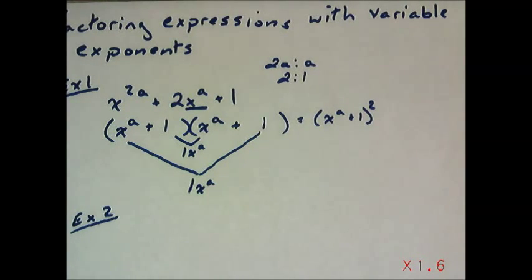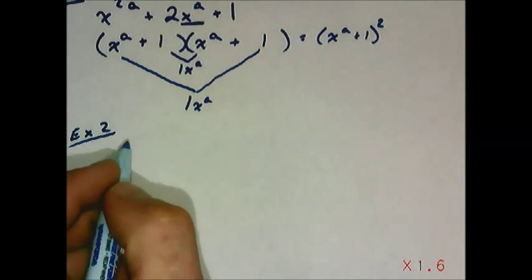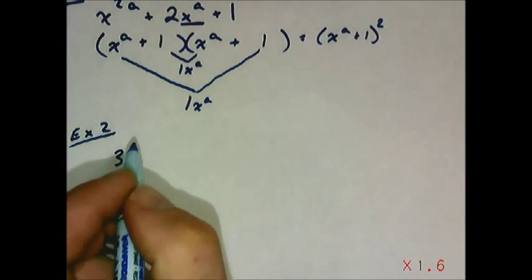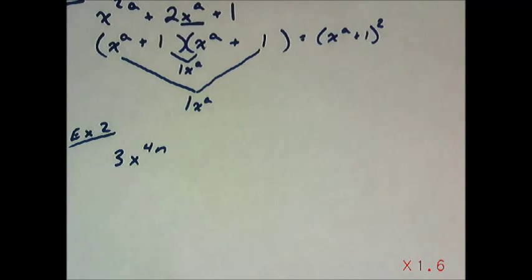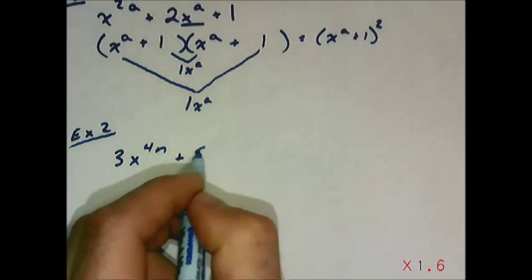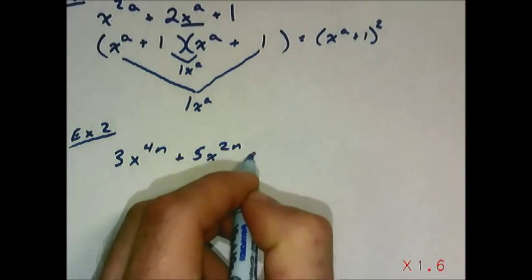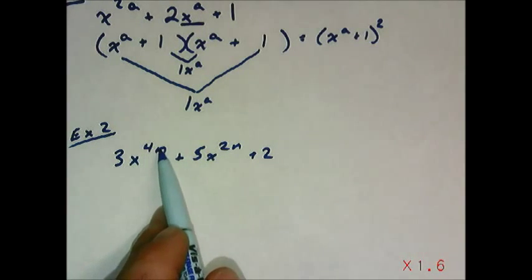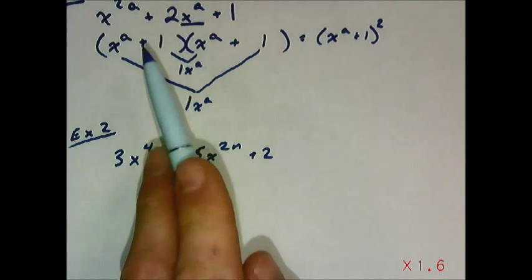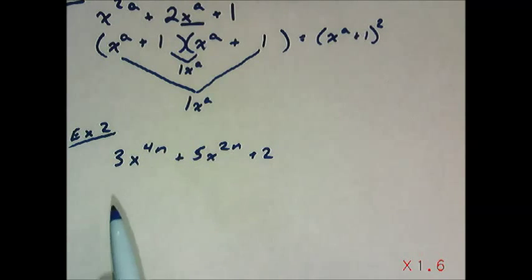Let's go ahead and look at another example, example 2. And we'll pull that constant into the front. So we have 3x to the 4n plus 5x to the 2n plus 2. Notice we have that 2 to 1 ratio, 4n to 2n. So it's going to factor like a quadratic did before.